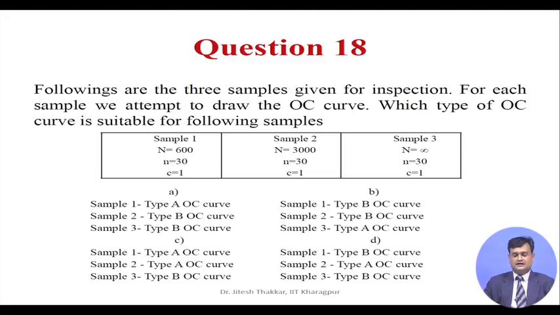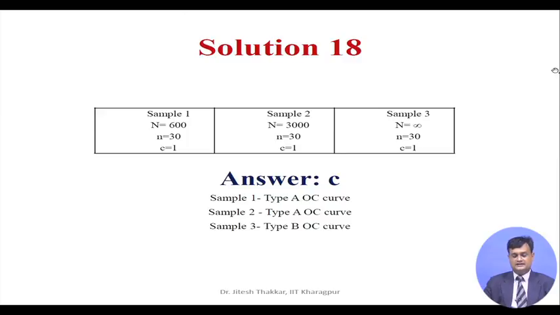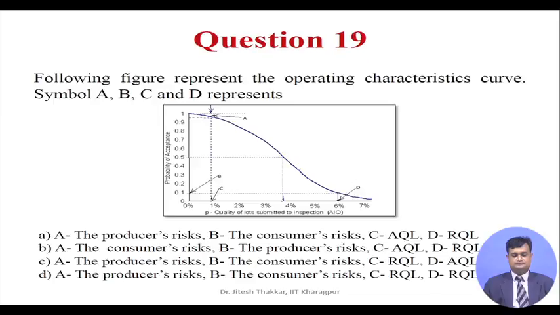Now, which type of OC curve is suitable for the following samples? You can carefully look at A, B, C and D and also recollect your understanding about type A and type B OC curves. The correct answer is C: for sample 1 you go for type A OC curve, sample 2 finite type A OC curve, sample 3 infinite type B OC curve.